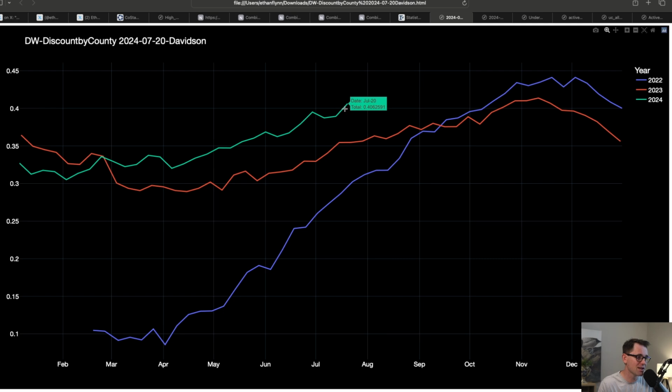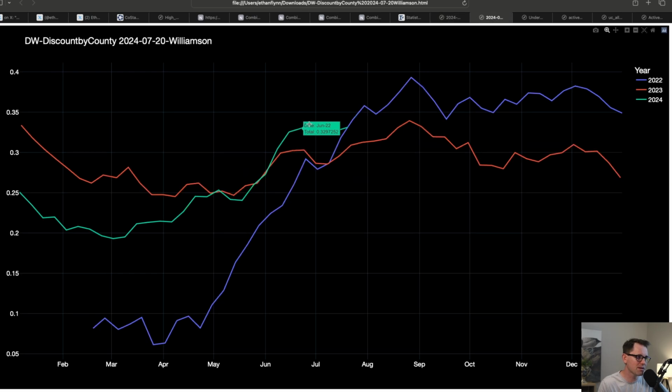Price drops in Davidson are mirroring what they were in 2022. There was a rapid increase. We started at a much higher point this year, but it's continuing to head higher. We're at 40% price cuts for active listings in Davidson County. That is absolutely wild. We look at Williamson. Williamson is much lower. Williamson, only 33% have cut their price. And you can see we're about to dip below that 22 level.